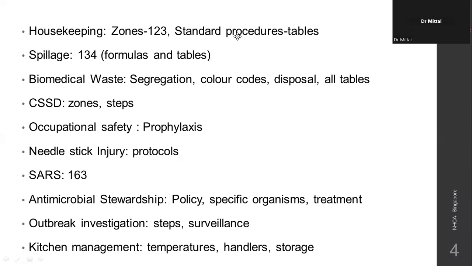Today we are discussing the important topics from biomedical waste management chapter. Segregation, color codes given by WHO, a table is given. Ways of disposal, a flow chart is given, and another table is also given there. So just go through it. Then CSSD, different zones in CSSD, steps in CSSD, steps of procedure, CSSD cycle.